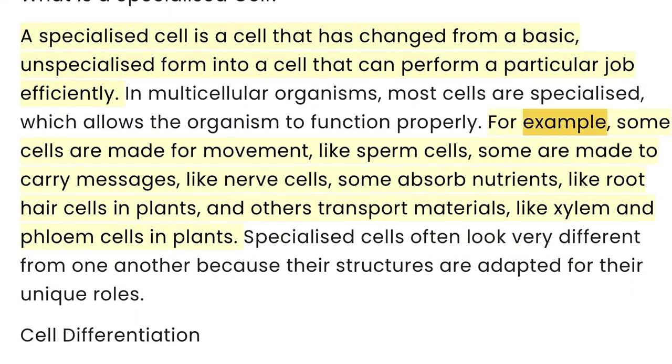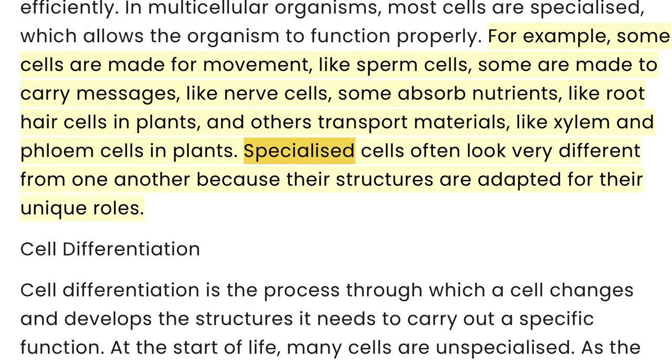For example, some cells are made for movement, like sperm cells. Some are made to carry messages, like nerve cells. Some absorb nutrients, like root hair cells in plants, and others transport materials, like xylem and phloem cells in plants. Specialized cells often look very different from one another because their structures are adapted for their unique roles.